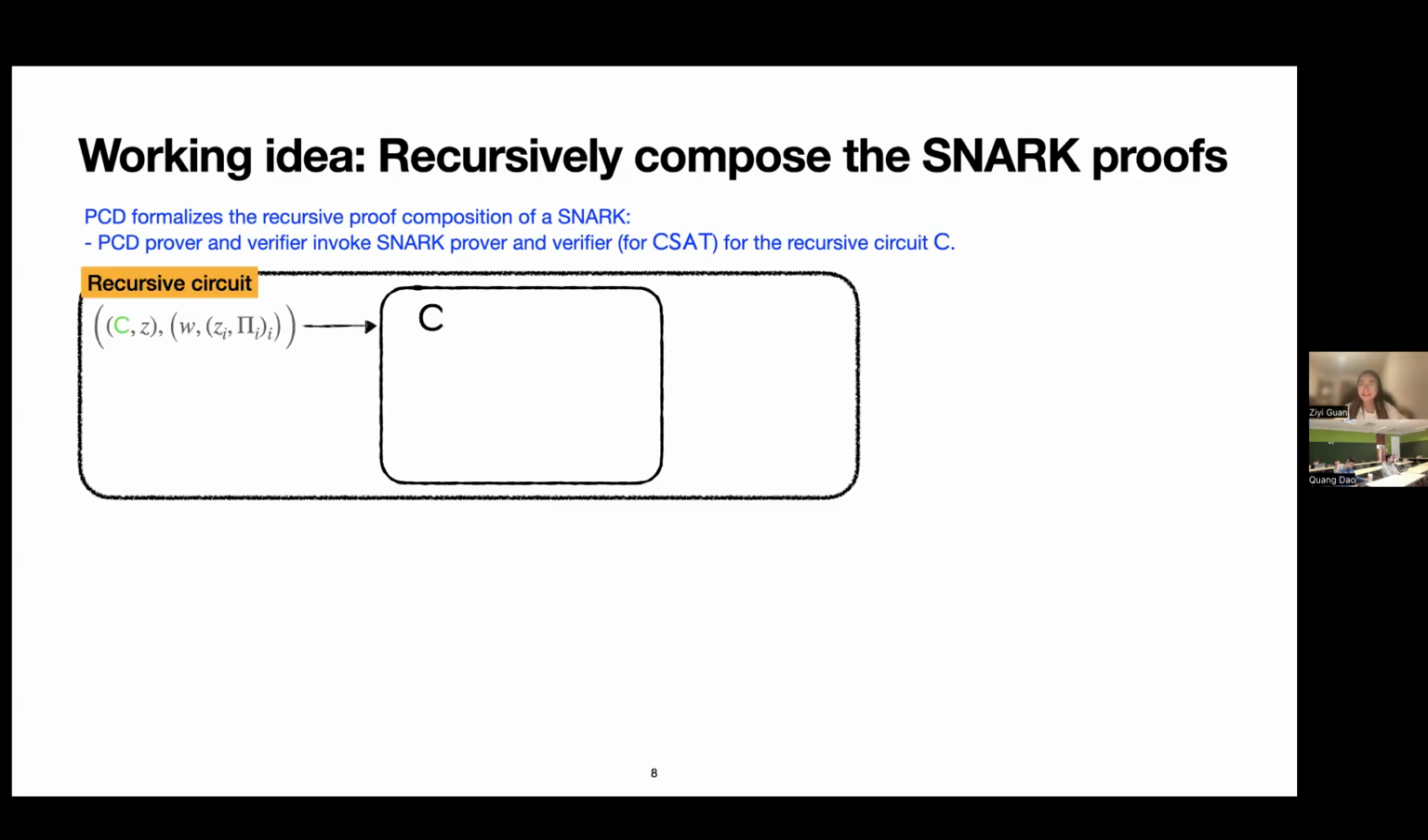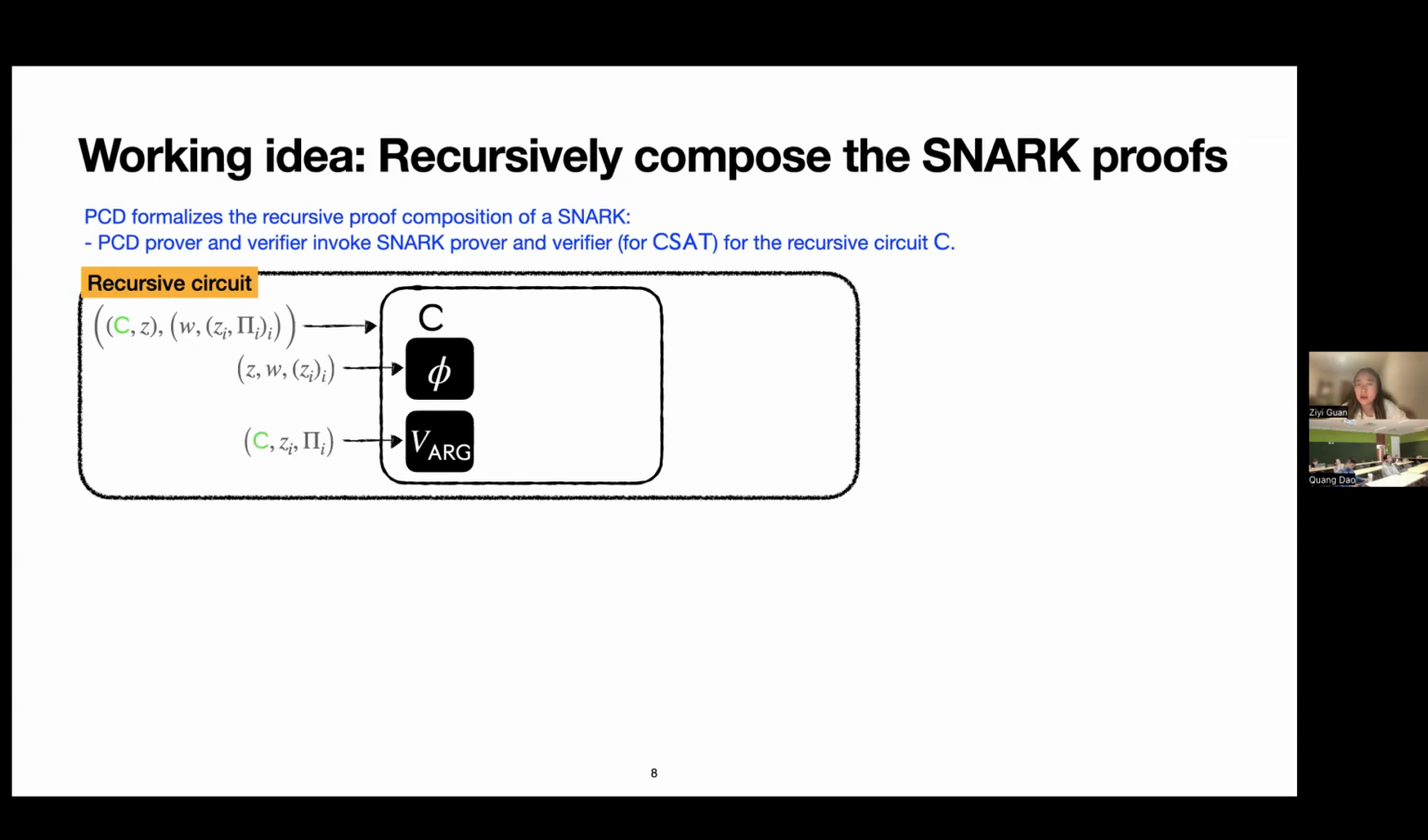It's a circuit, and it is recursive because part of the input it takes in is the circuit description itself. So it's a circuit that takes itself as input. That's why we call it a recursive circuit. So the circuit itself is part of its input, and it also takes in the instance of the current computation, the witness, and the incoming instances and proofs, the z_i's and pi_i's.